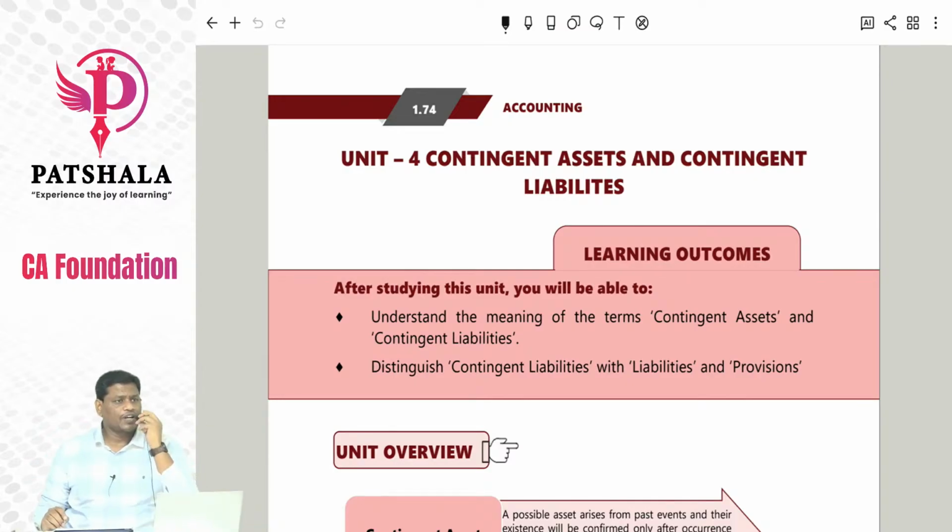In the last class, we completed capital and revenue items. Take a fresh page, write unit number 4: Contingent assets and liabilities.